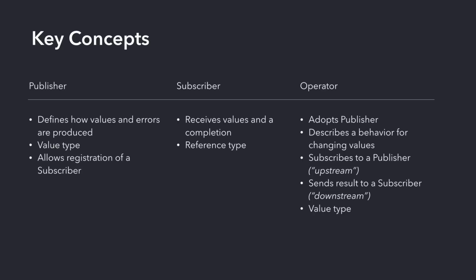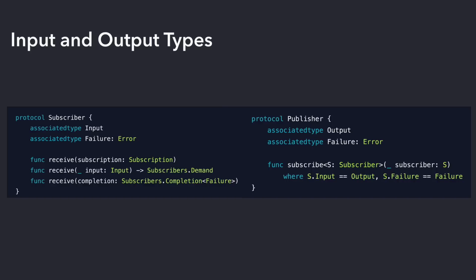It describes a behavior for changing values, and they subscribe to a publisher, which is called an upstream. They send results down to a subscriber, which is called a downstream, and there are also value types like a publisher. Now, the relationship between a publisher and a subscriber is something that we need to discuss in a little more detail. So we have to look at the input and output types.